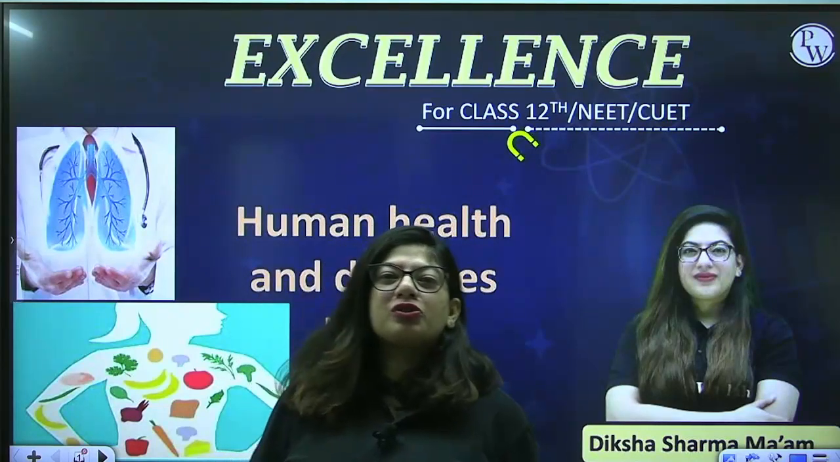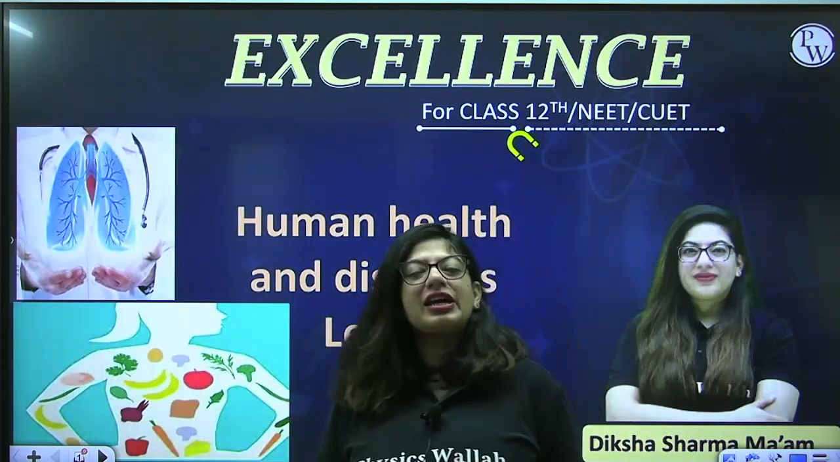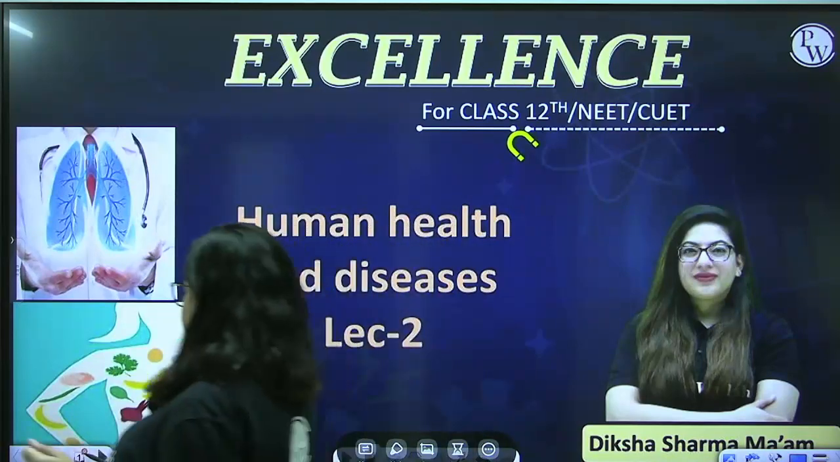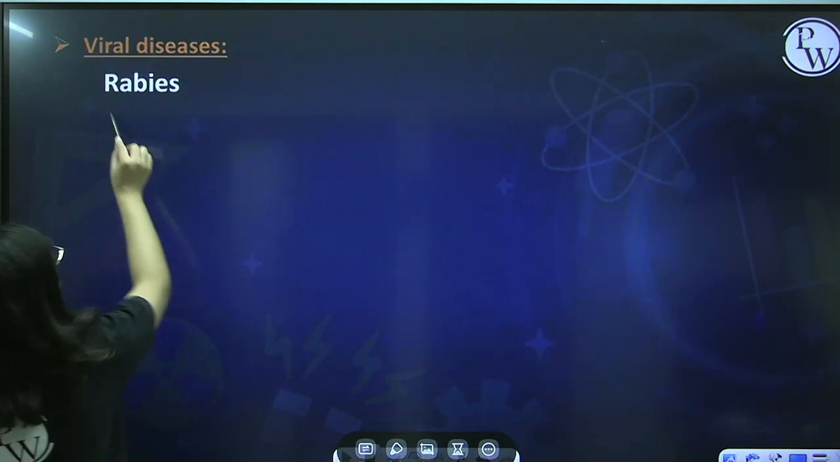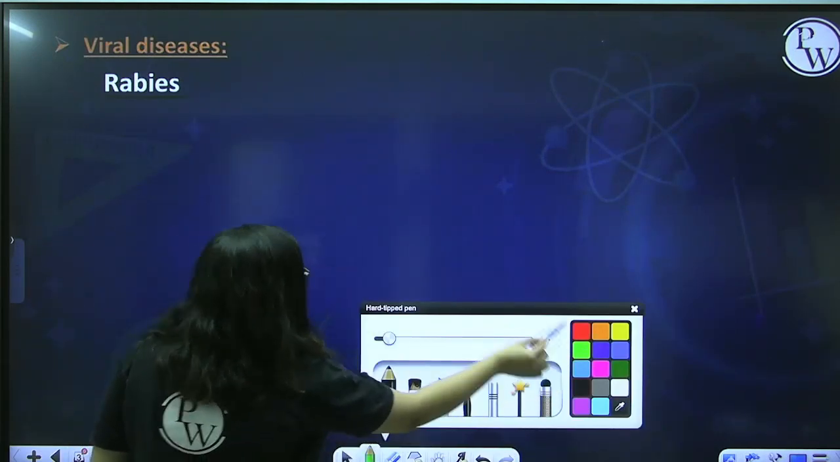So here we are going to talk about some more diseases. In the previous lecture we have covered the bacterial and some viral diseases. So it's time to continue with the viral diseases again. So let's get started. The first viral disease is rabies.